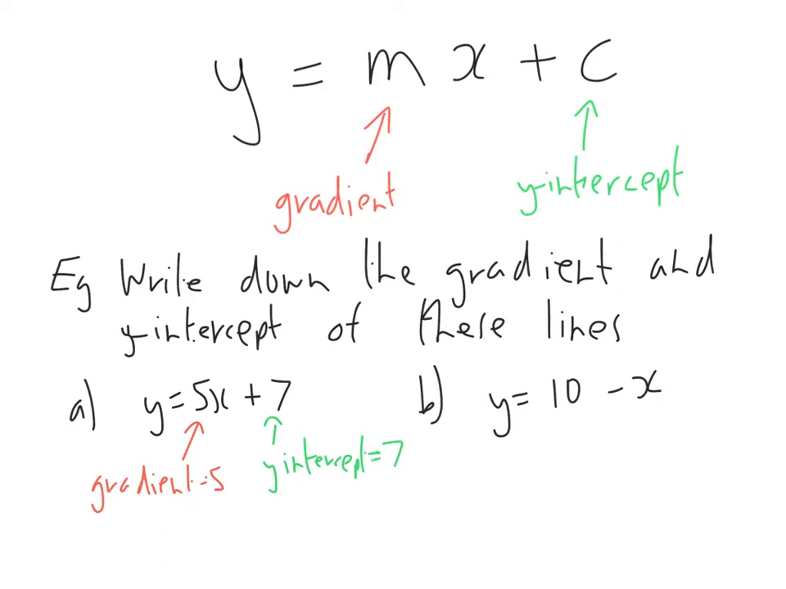If we look at the second example, it's a little bit different because the x term normally comes first and the number second, but sometimes when we're taking away an x term, we put it at the end. So the gradient this time is the number in front of the x, which is here. So the gradient m is -1. And the y-intercept is the number that's not attached to the x. So that's your c, and it is 10. So to summarize, m is the gradient, and c is the y-intercept, and you can read them off from the equation of the line.